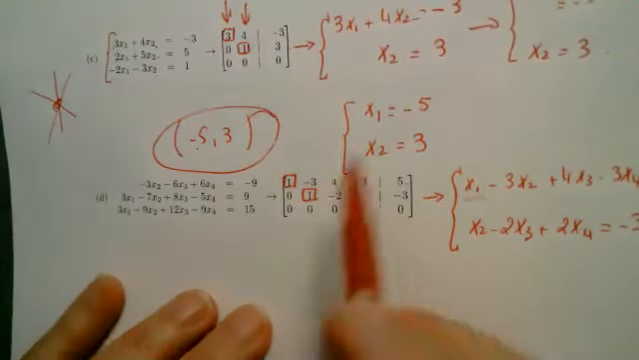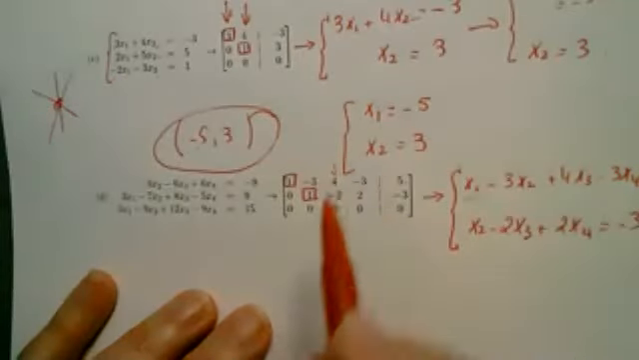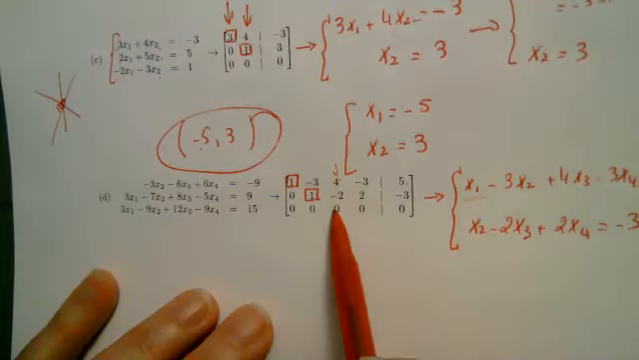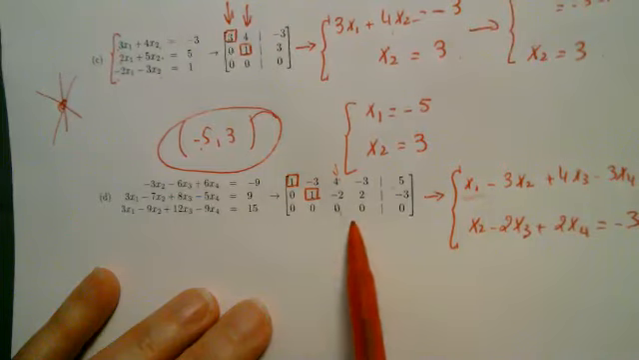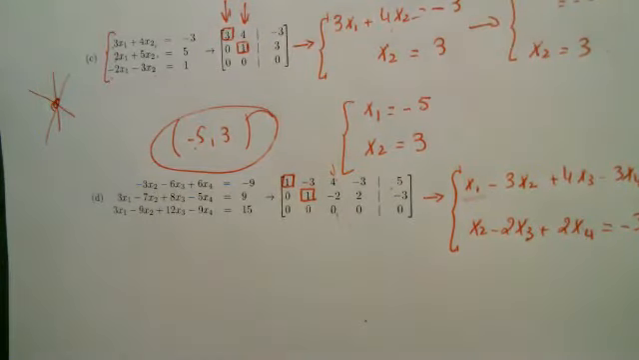And then once you have x4, x3, x2, you can find x1. So that's what causes a lot of different solutions. Whenever one of the columns doesn't have a leading entry, the variable that corresponds to this column will be free, and that gives me infinitely many solutions. Now let us solve.